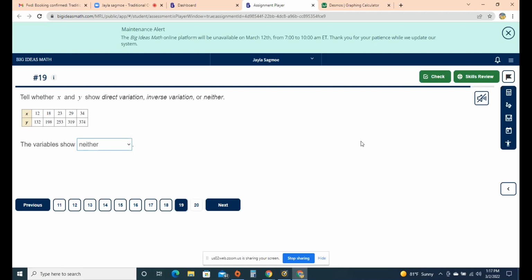You got to do 132. I already did divide them. Okay. And did they not equal the same thing? It was like 11 and 15. Okay. Well, I'm looking at 198 divided by 18, and that's 11. And then 253 divided by 23 is also 11. What did I do wrong? Okay, so it's direct variation.